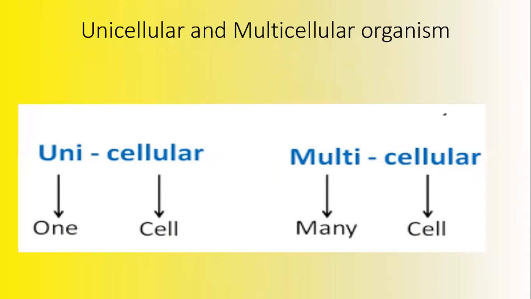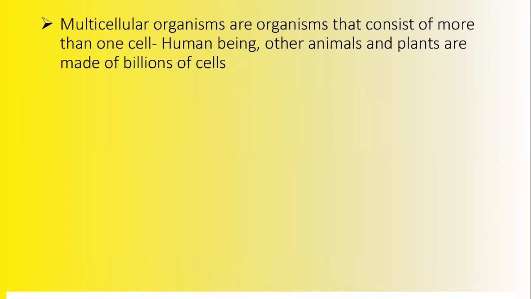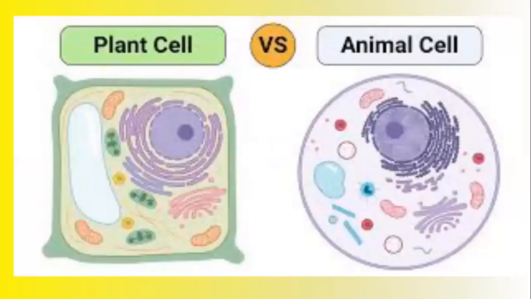Unicellular are one-cell organisms. Living things which are made up of only one cell are called unicellular. Human beings, other animals, and plants are made up of billions of cells and are called multicellular. This is an example of a unicellular organism. This is an example of a multicellular organism. After that, we explained animal cell.